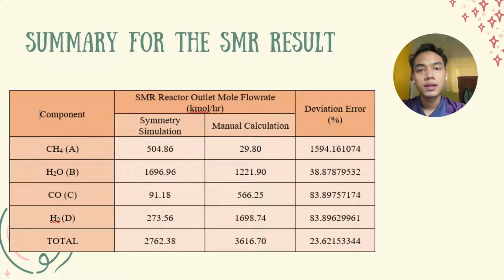For the steam methane reformer reactor, we can easily see the result from the Symmetry simulation and also the manual calculation. The result from the manual calculation are based on the reaction engineering 1 chapter of the project, and we can see that the deviation error is big between the two values.